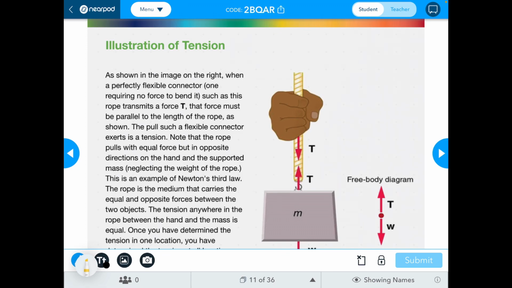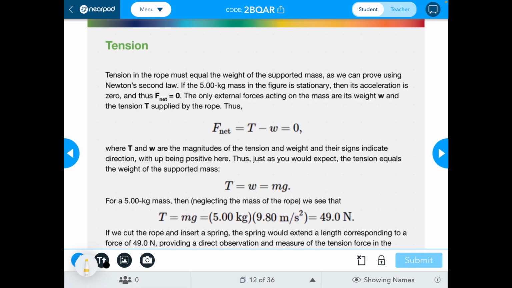So here's an illustration of tension. You can see the person holding this mass. The tension forces counteract each other and the weight is down below. So if you look at the free body diagram of the mass, the tension and the weight counteract each other, which means the tension force is just the same as the weight, unless that person is moving it around, in which case the weight would not counteract that force. But there it is. As long as it's just being held in the air, then this is true. The tension force is equal to the weight.